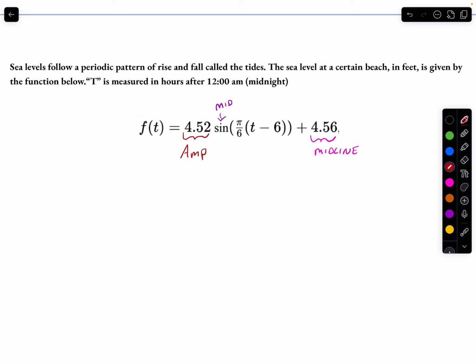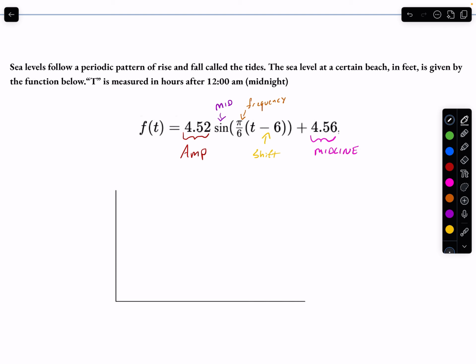And then we have our pi over 6 right here, which represents our frequency. And the last thing we need to understand is that this is shifted 6 to the right. This is the shift. All right. So we have all these pieces of information. So let's see if we can come up with some sort of sketch here to represent this graph.